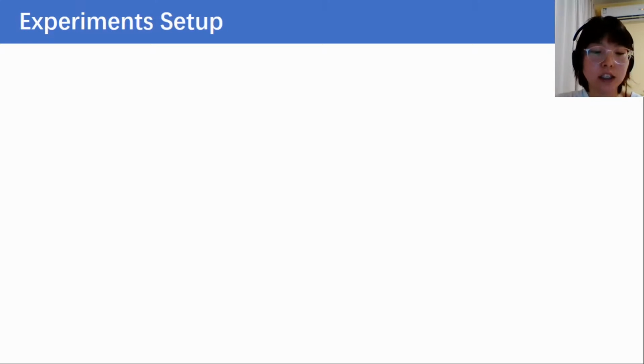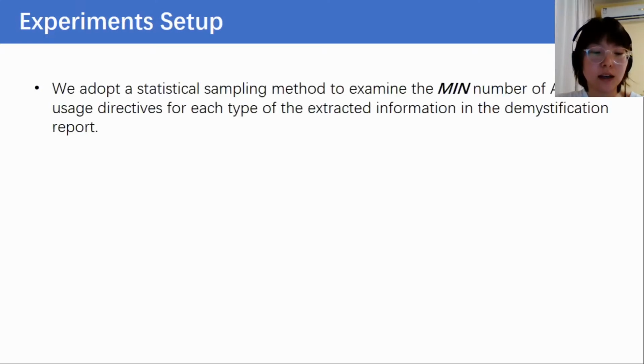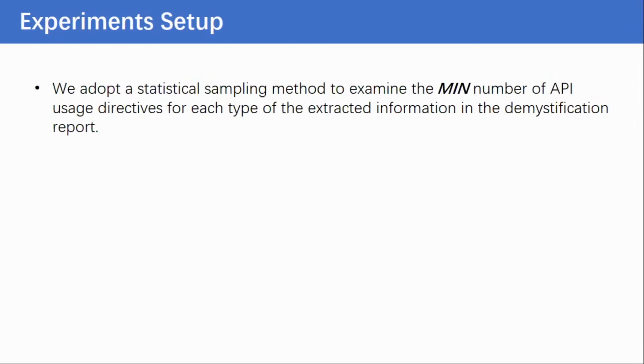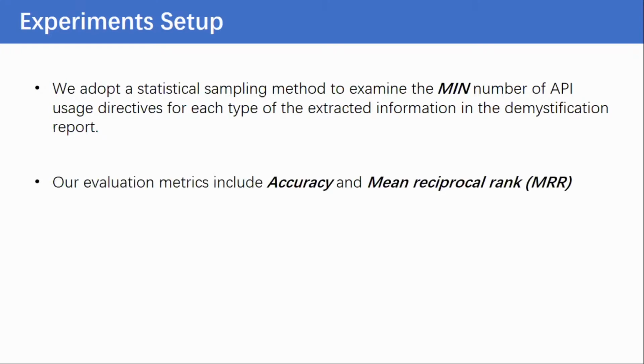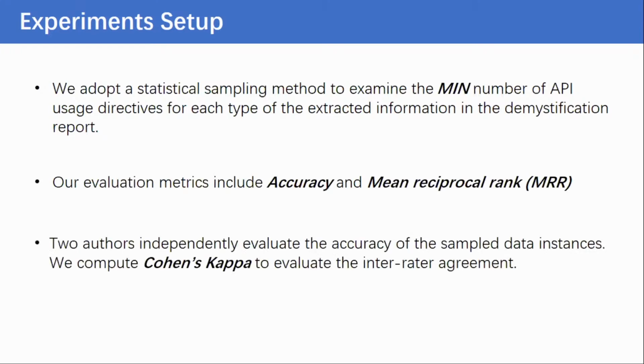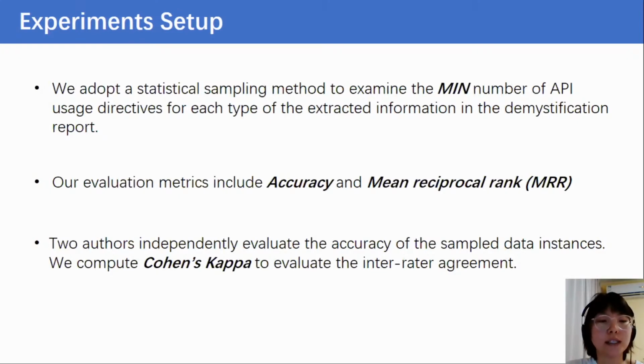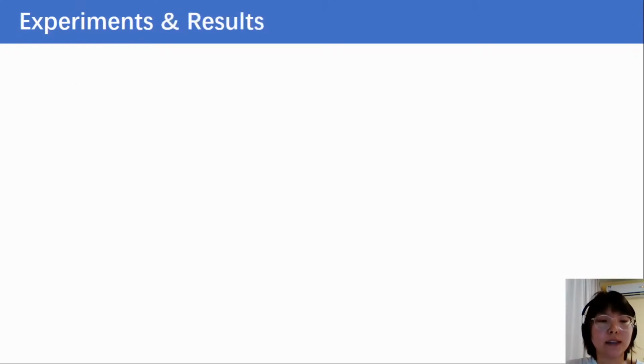We evaluate the quality of each step in our framework to make sure our approach is the most appropriate one. We adopt a statistical sampling method to examine the minimum number of API usage directives for each type of the extracted information in the demystification report. Two authors independently evaluated the two metrics of the sample data instances. We compute the Cohen's kappa to evaluate the inter-rater agreement.